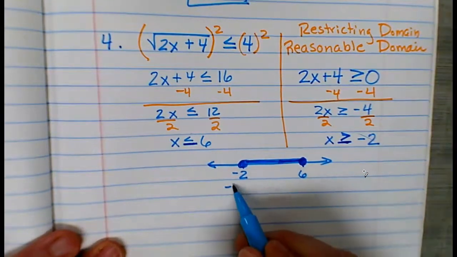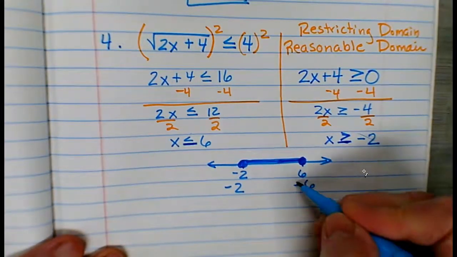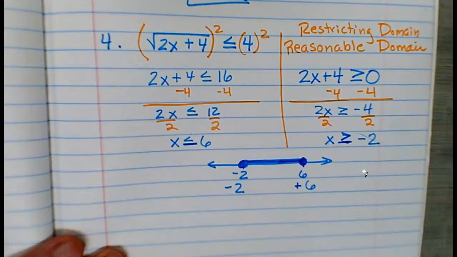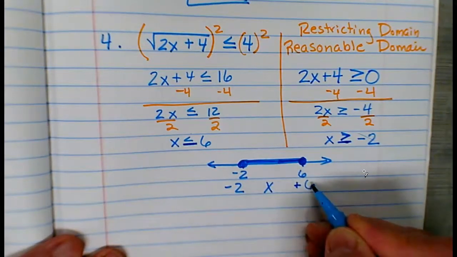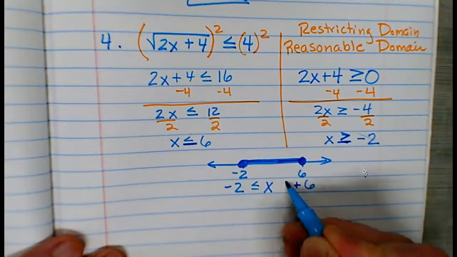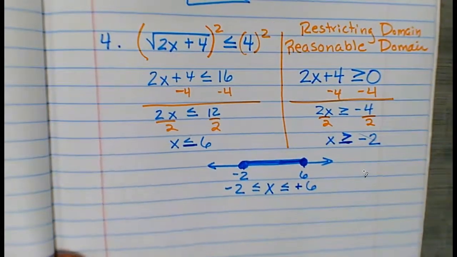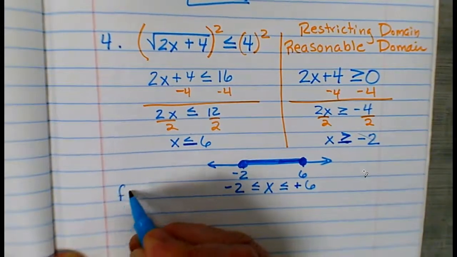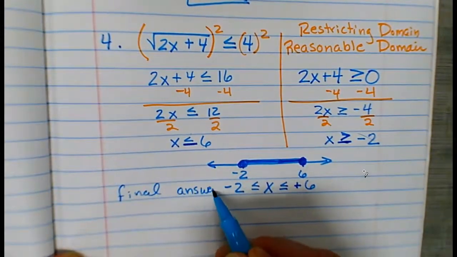That means my answer has to be between negative 2 and positive 6. The x has to be between negative 2 and positive 6. And when you have a between statement, you always use the less than because it has to be in order from the smallest to the largest. And so this is my final answer.